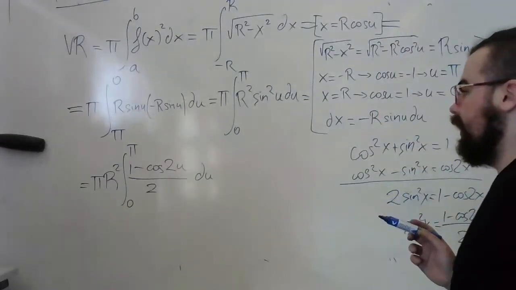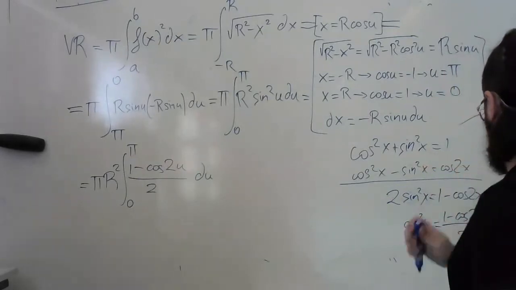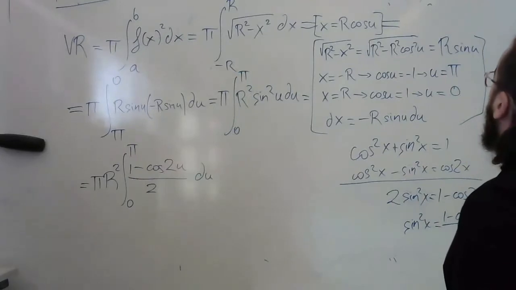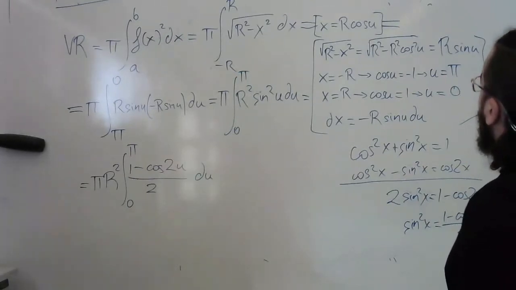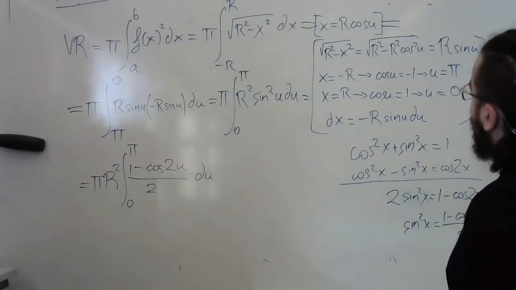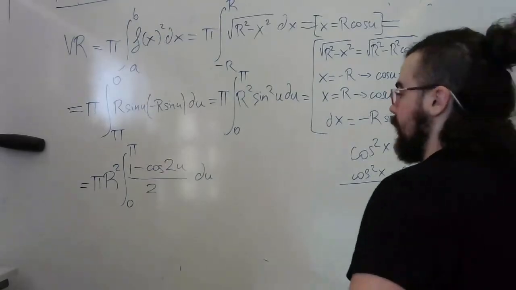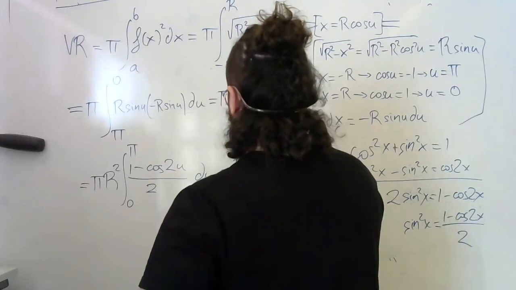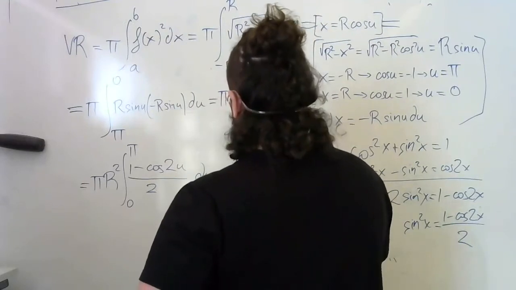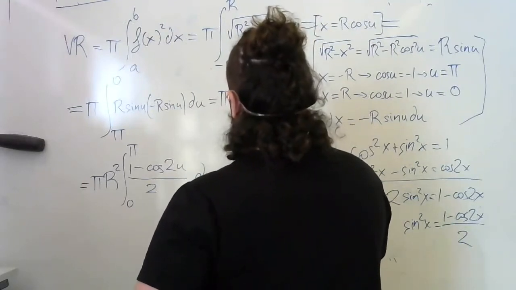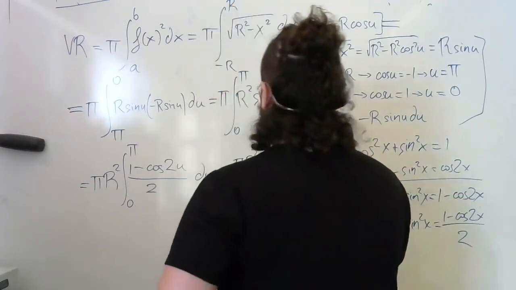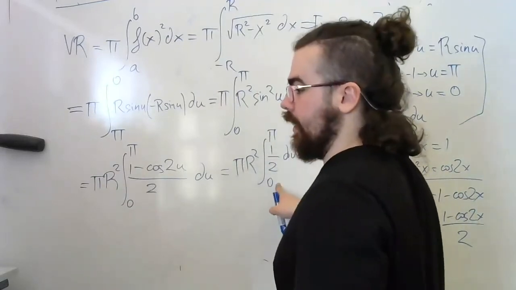Now, let's see what happens here. We separate the integrals. We have pi r squared times the integral from 0 to pi of 1/2 differential of u. This is a constant times the length of the interval.